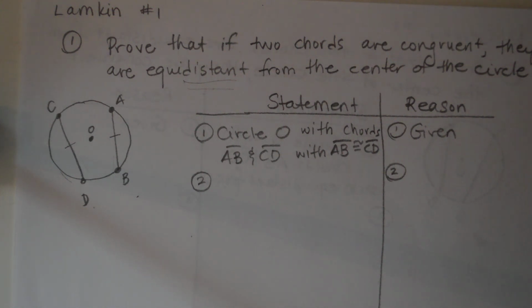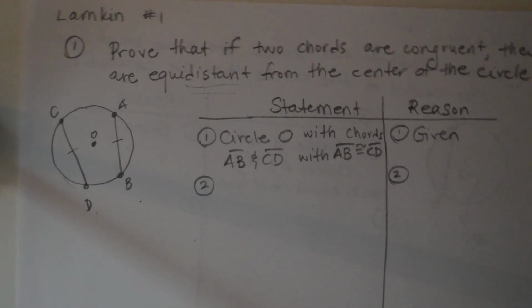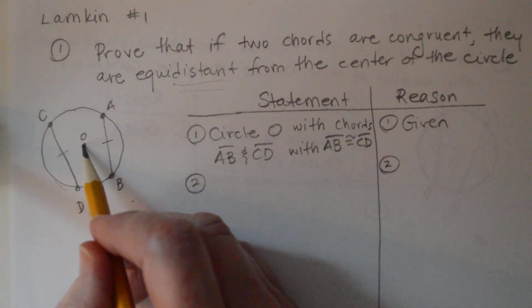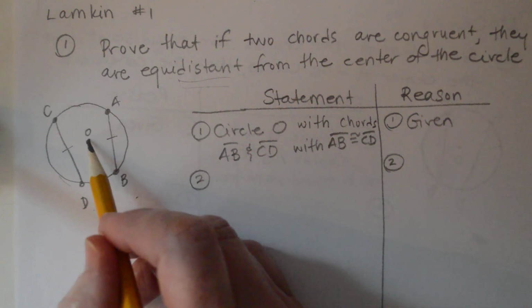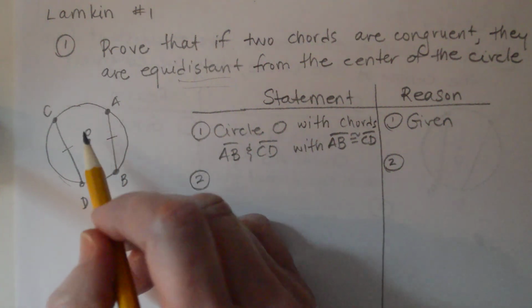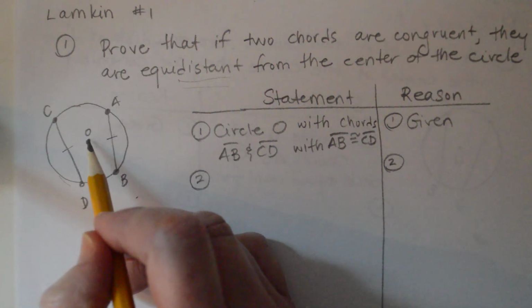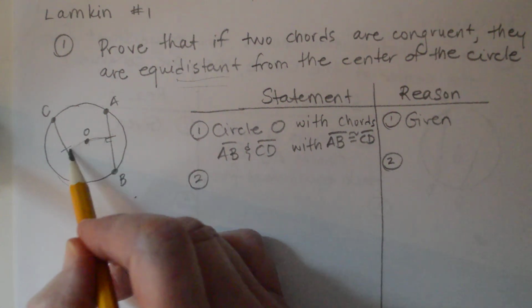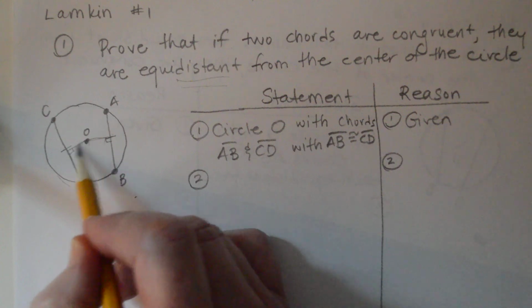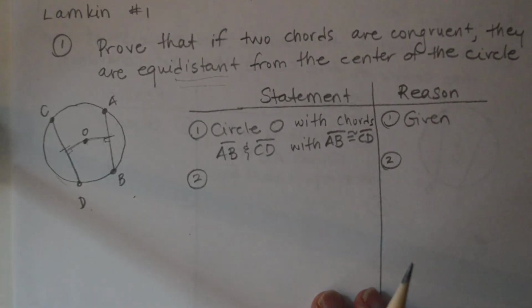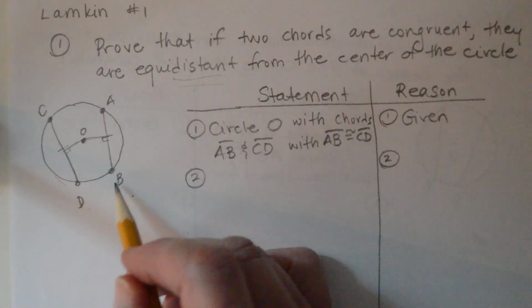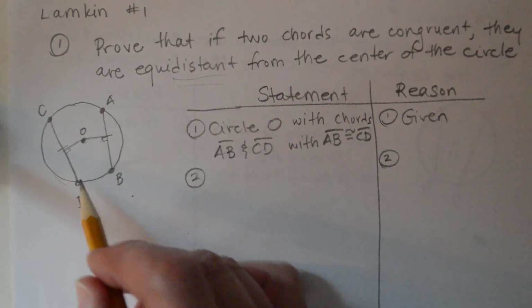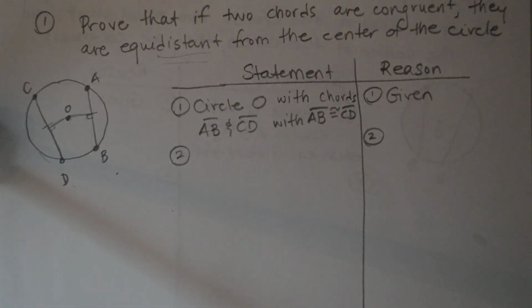So it just talks about how you find the distance between a point and a line. And what they said was you're going to drop a perp from the point to the line. So when we go to find the distance between the point O and AB, we're going to drop a perp right here. And we're going to drop a perp right here. And those two segments will be called the distance between the point O and chord AB and point O and chord CD. All right. So let's go ahead and do the proof.